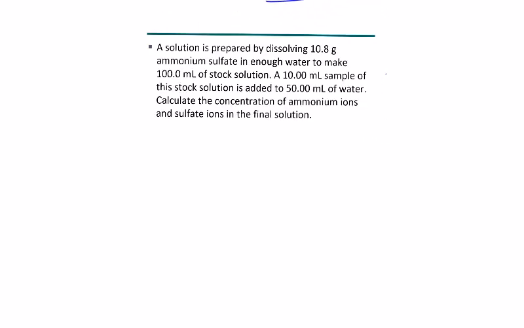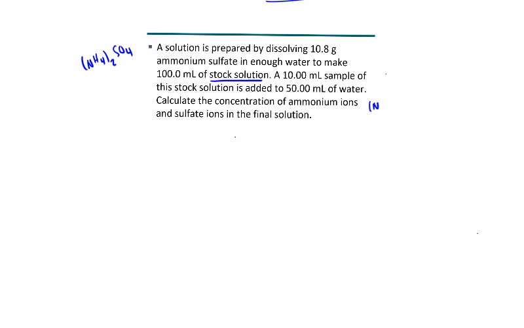Okay, this problem is what I would call a marathon type problem. It takes a little bit of everything that we've done so far and wraps it all up into one question. So the problem says, a solution is prepared by dissolving 10.8 grams of ammonium sulfate, so that's (NH4)2SO4, in enough water to make 100 milliliters of stock solution. Then we take 10 milliliters of the stock solution and add it to 60 milliliters of water. Calculate the concentration of ammonium ions.